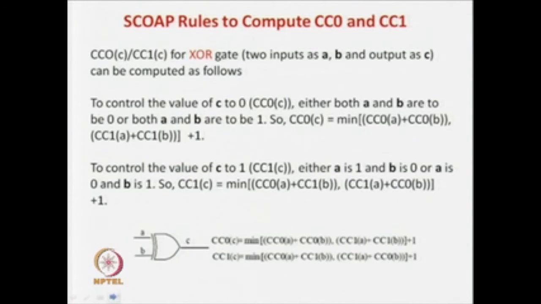Now, the interesting case is the XOR gate, which requires some time for explanation. So, in the case of the XOR gate, say we want to get a 0 here. What are the possibilities?